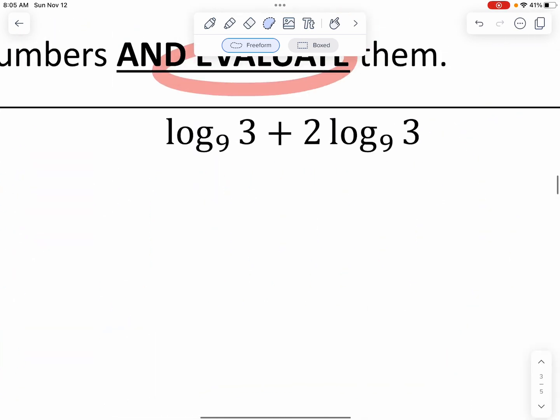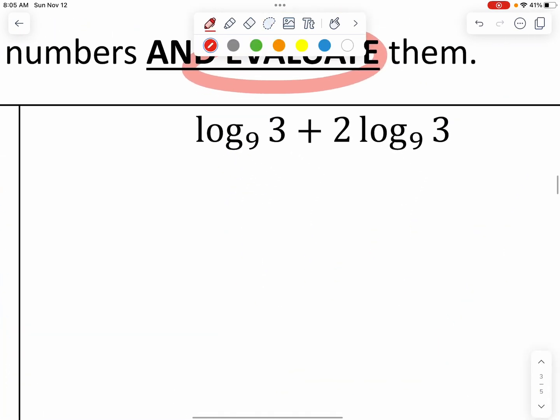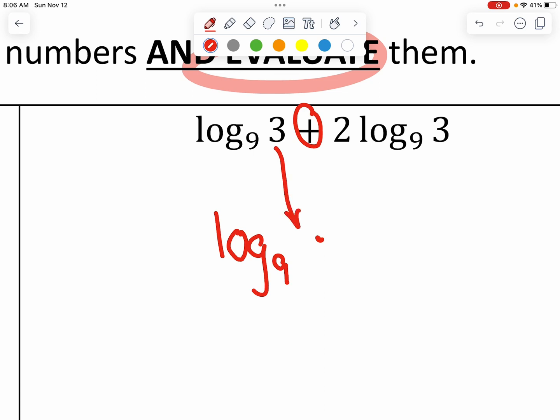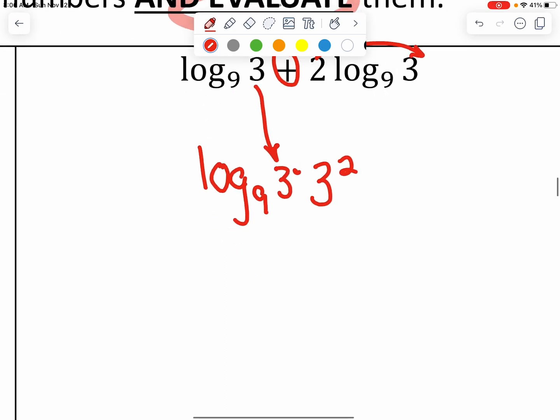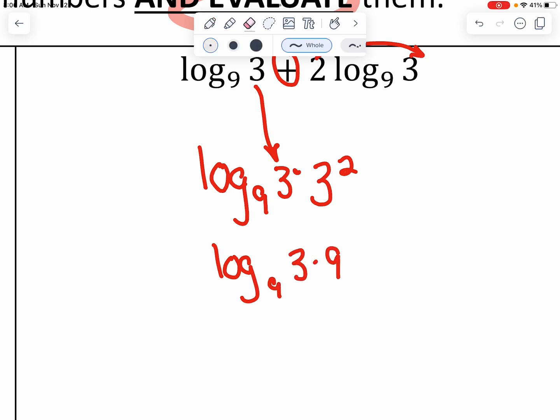All right, second one, put them together. So I see an addition sign. So I know that when I write my single log base 9, I'll have things multiplied together. So it's going to be the 3 multiplied with the other 3, but this is going to be squared. So it's going to be log base 9 of 3 times 9, and 3 times 9 is 27.